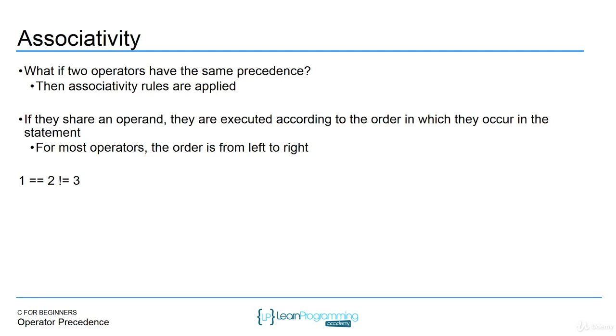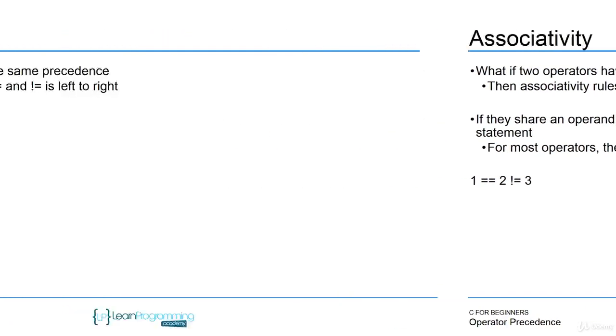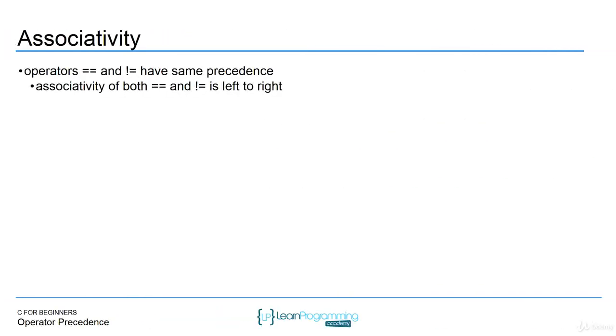So let me show you an example. If you say 1 equals equals 2 not equals 3, the equals equals and the not equals operators (exclamation point equals) have the same precedence. So in this case, we have an ambiguity. We have a problem. We don't know what to evaluate first. We don't know if we need to do 1 equals equals 2, or 2 is not equal to 3.